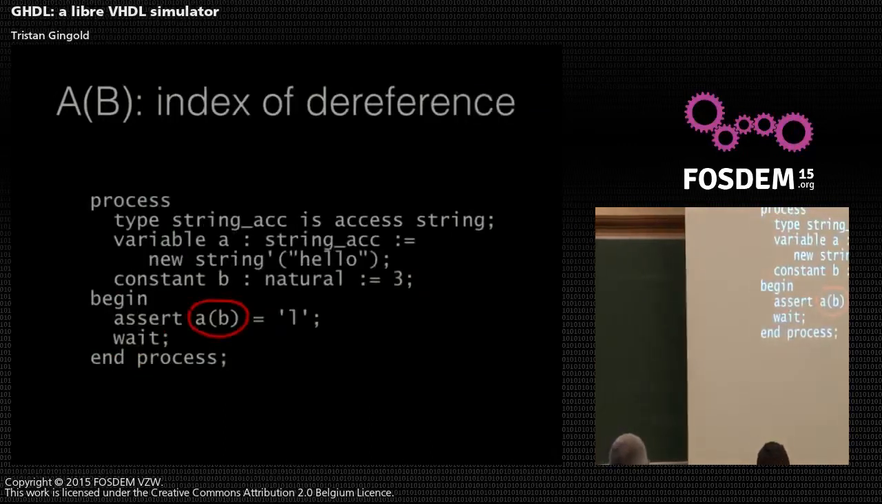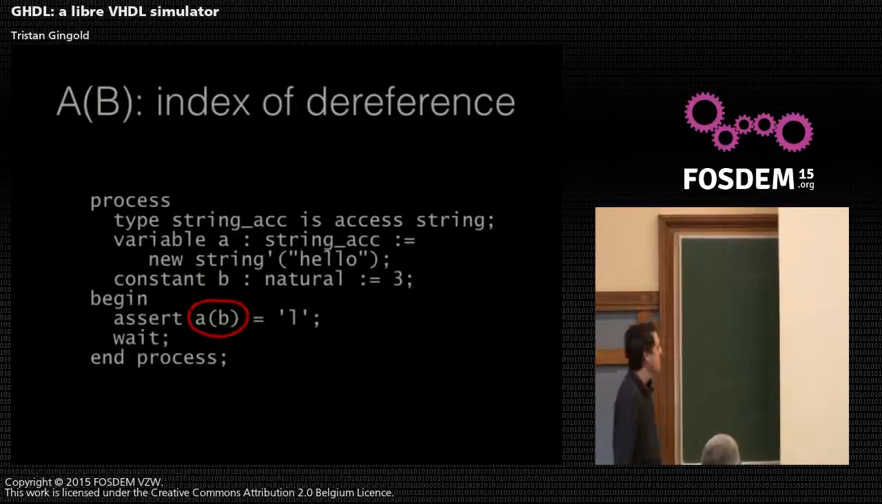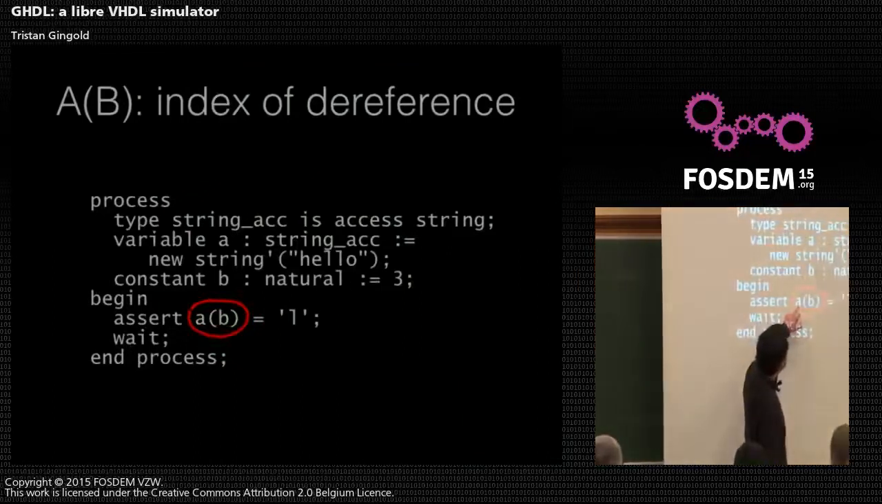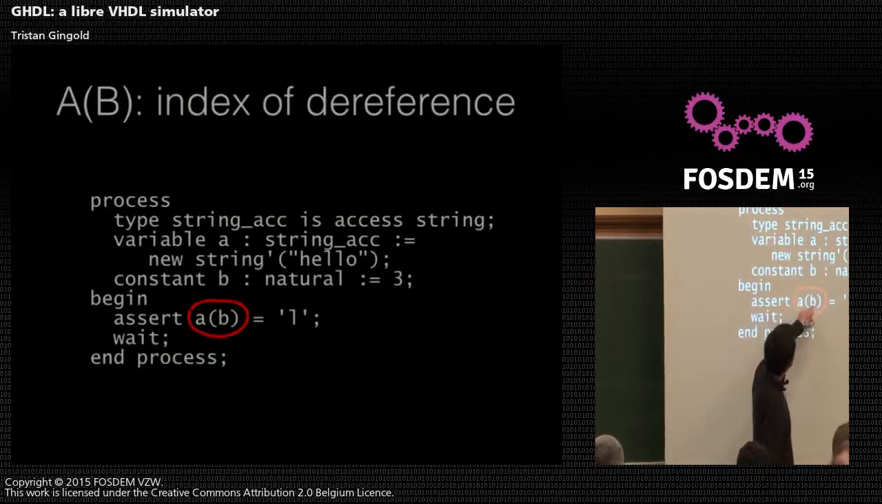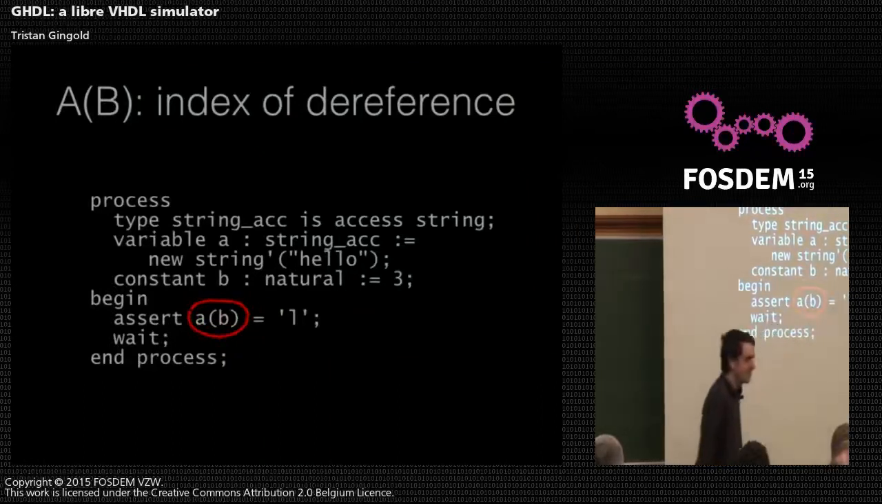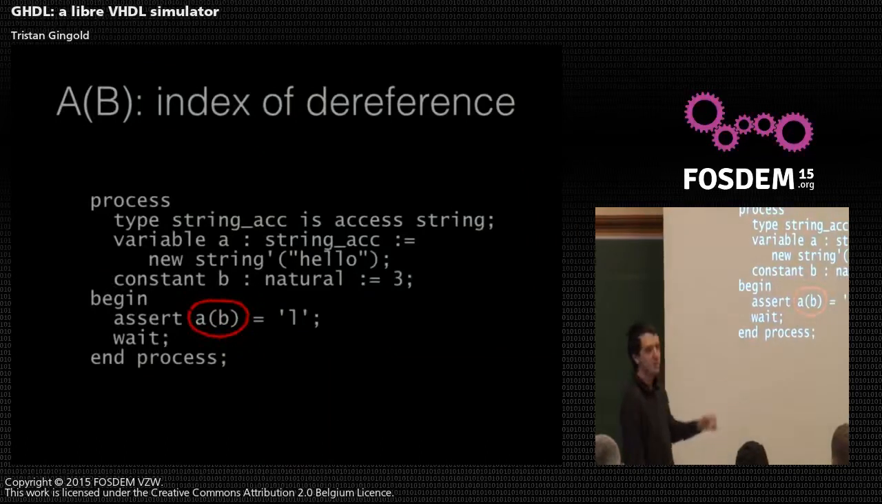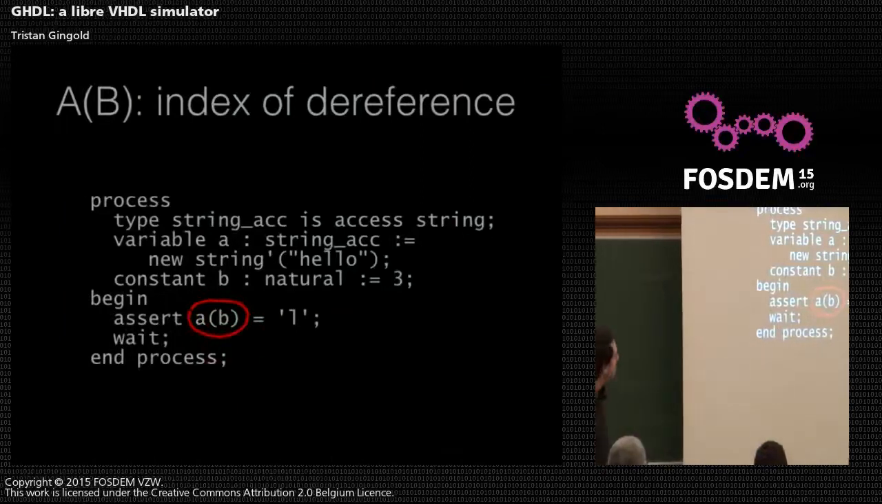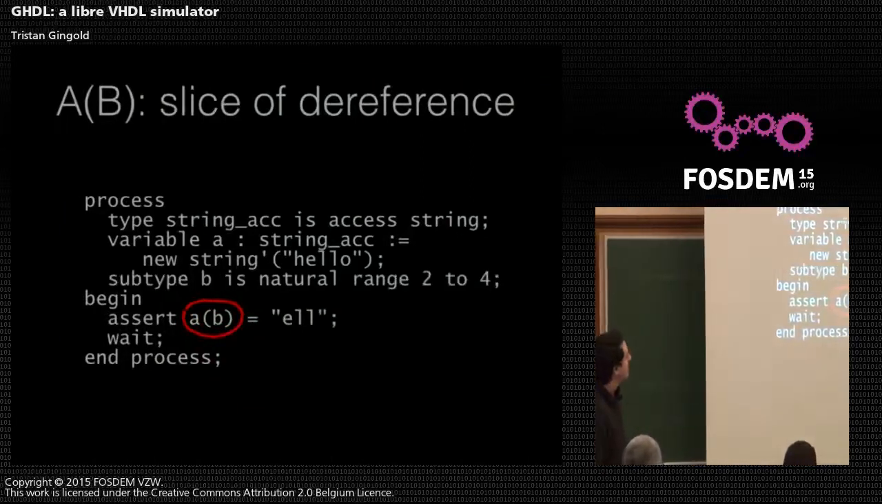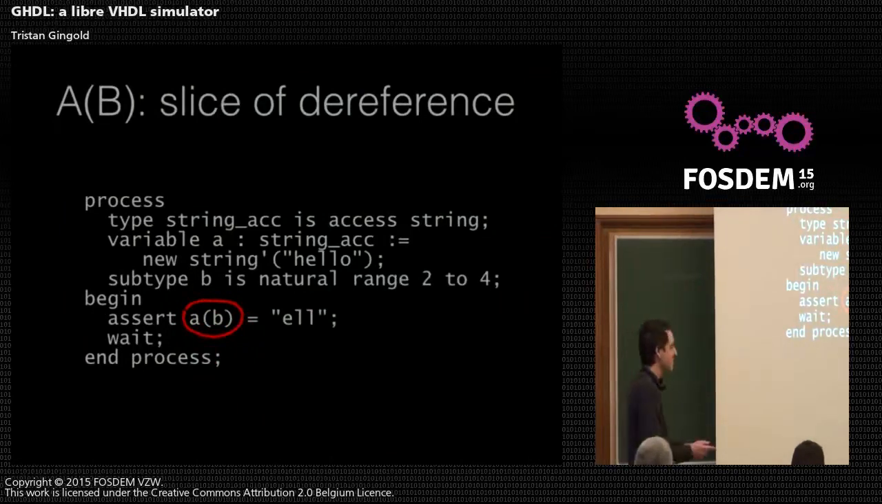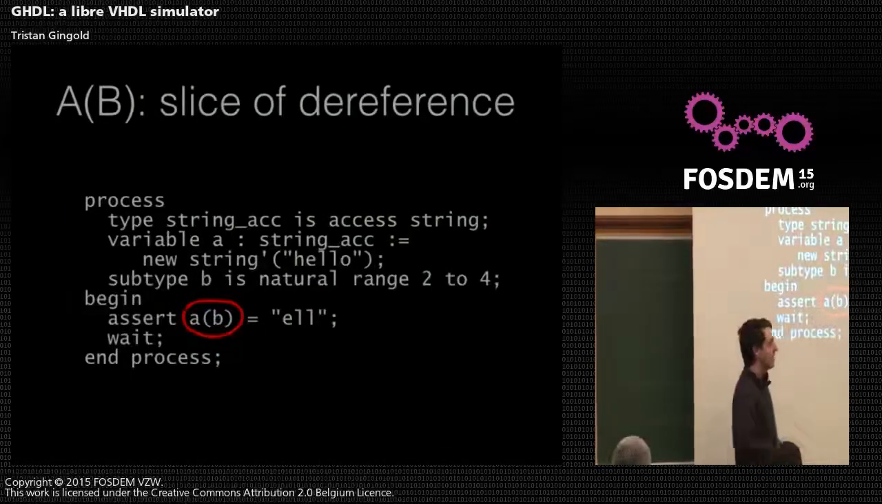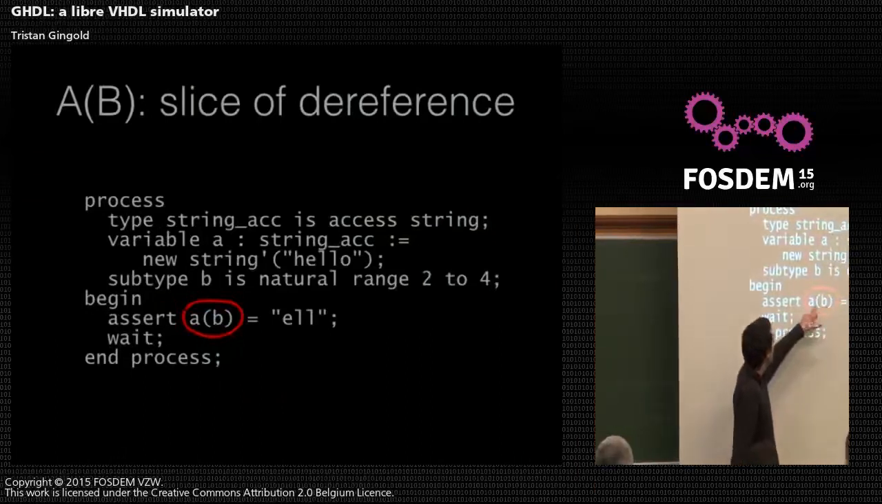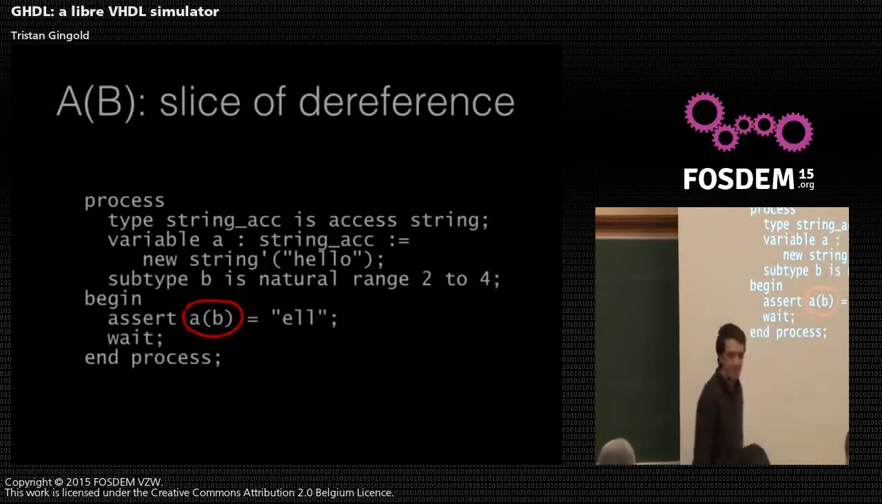It could also be an index of a dereference. Here A is an access to a string, and there is an implicit dereference of the access, followed by an index. So the meaning of this notation is first dereference A, so access is like a pointer, first dereference A, and then select an element of this name. It could also be a slice of a dereference of a name, so like a slice, but with an implicit access dereference.